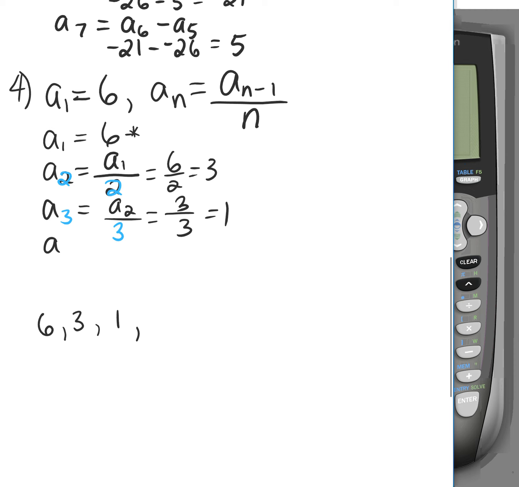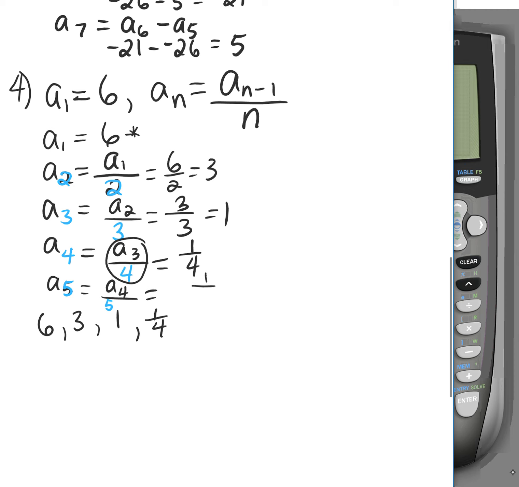2 more. Fourth term is going to be our previous term, so a3 divided by 4. Now again, I'm writing all of this out. You don't have to write this out if you recognize what you're doing here. But I'm just showing you what I'm doing each of the times. And the last one's going to be a5, which will be the previous term of a4 divided by 5.